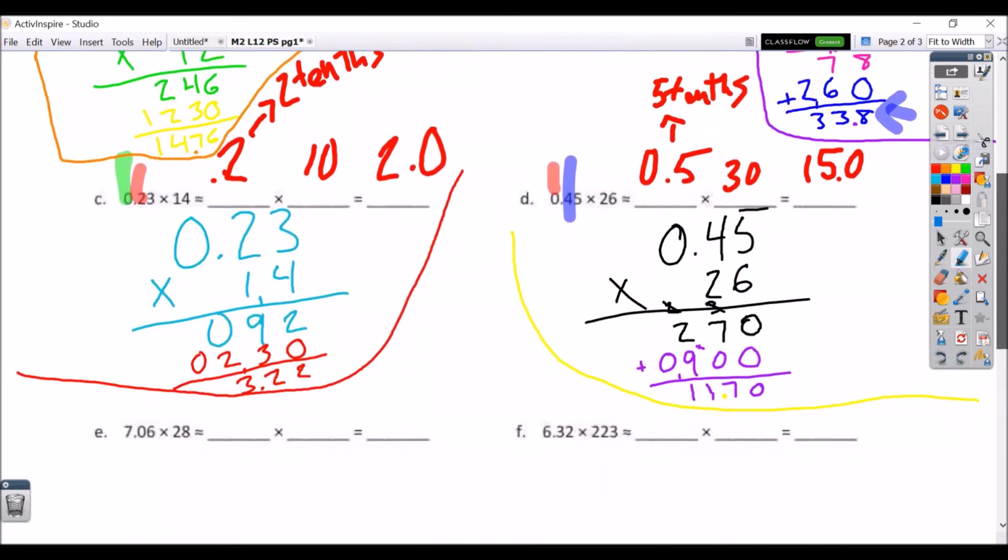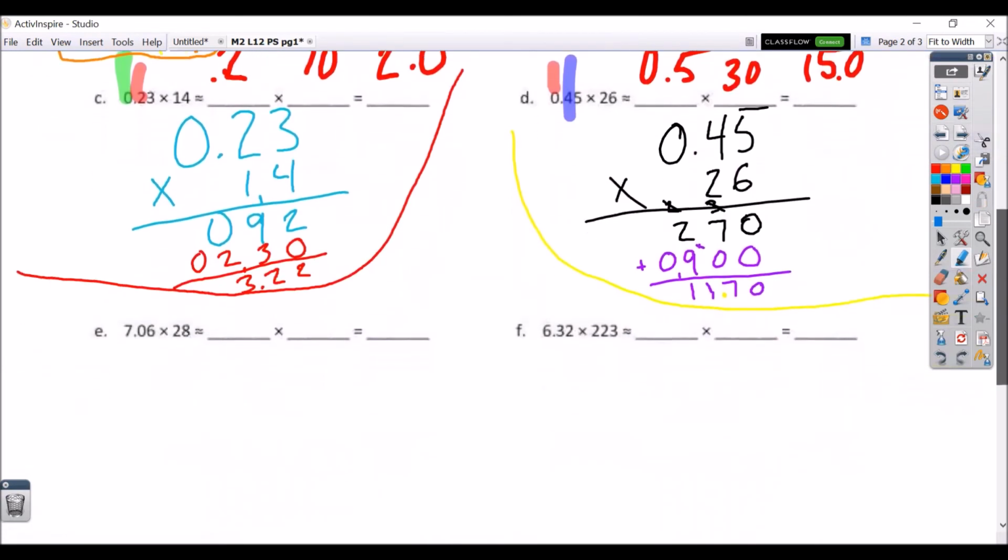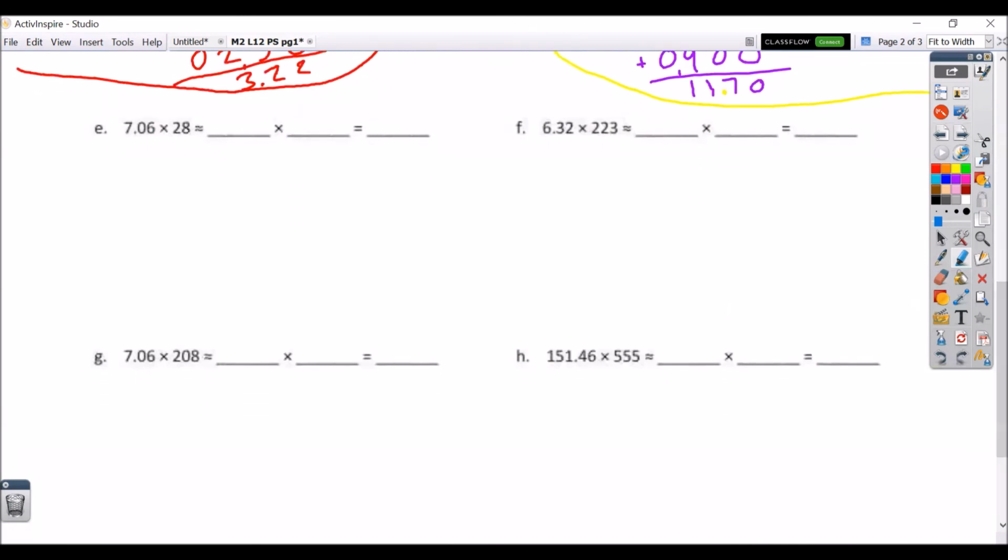And then go ahead and check your next two. Now we've got 4 more problems left. So again, I'd like you to pick 2 out of these 4, and we're going to do the same steps. Now let's go ahead and estimate.